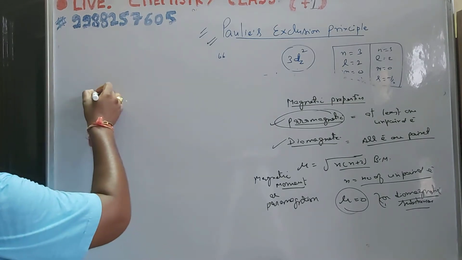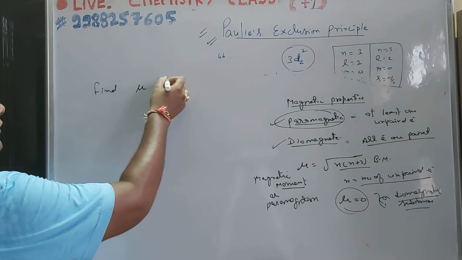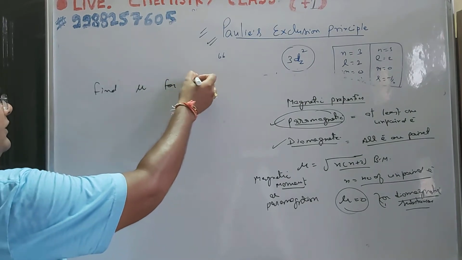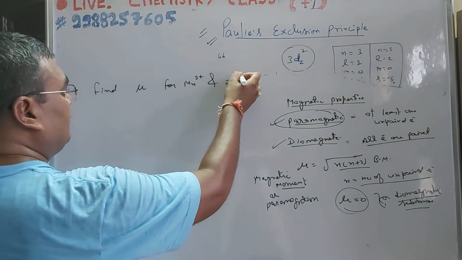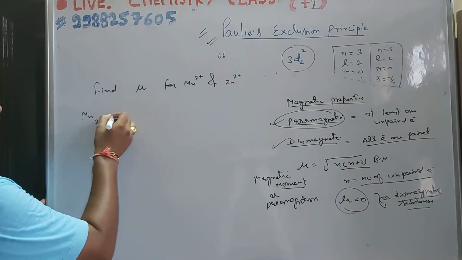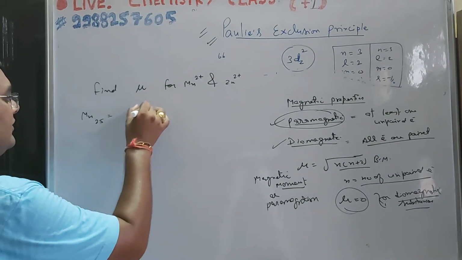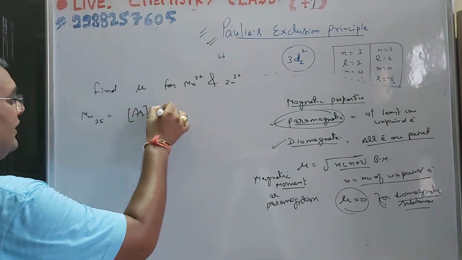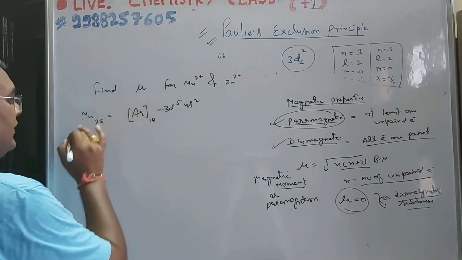For example, suppose I say find the paramagnetic moment for Mn2+ and for Zn2+. So first of all, write down the electronic configuration of Mn. It is argon 18 and then 3d5 4s2. It is for Mn.